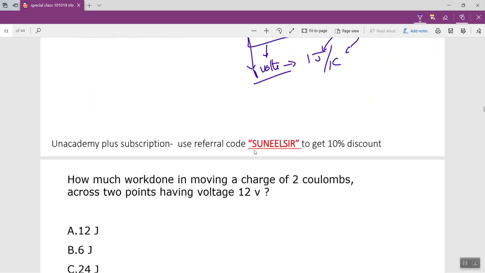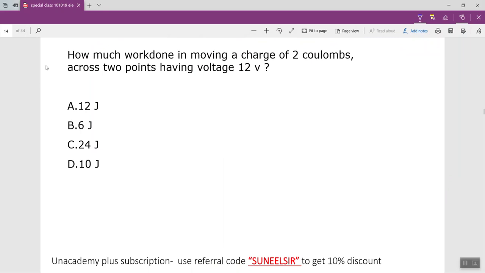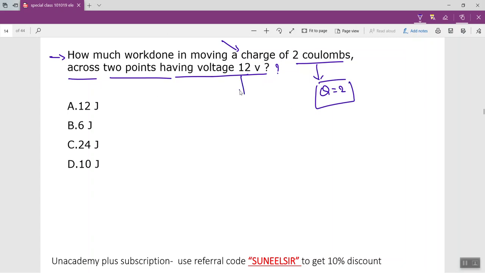And the next question. How much work is done in moving a charge of 2 coulombs across 2 points having a voltage of 12 volts? They have given Q is equal to 2 coulombs and voltage V is equal to 12 volts, and they are asking about work done W. We know very well V is equal to W by Q. From this, W is equal to V into Q.